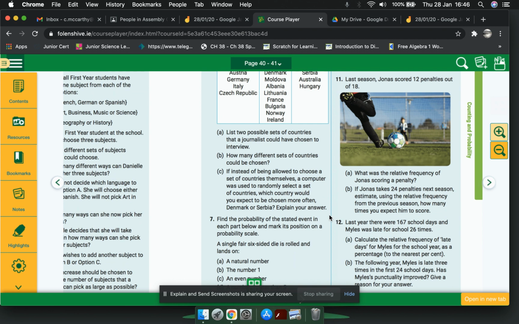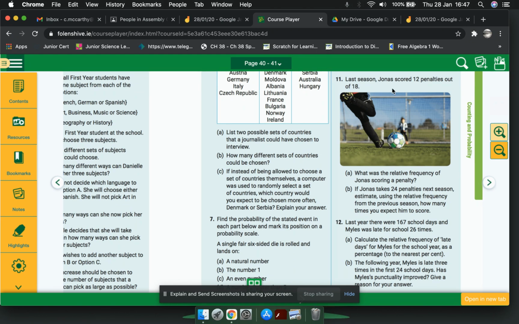Last season, Jonas scored 12 penalties out of 18. What was the relative frequency of Jonas scoring a penalty, first of all? And if Jonas takes 24 penalties next season, estimate using relative frequency how many times you would expect him to score in this next season.